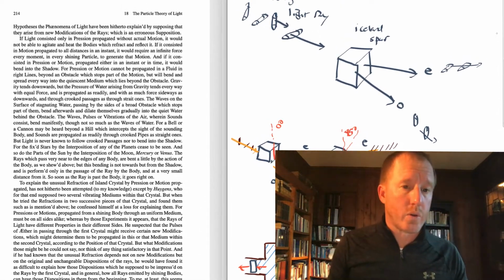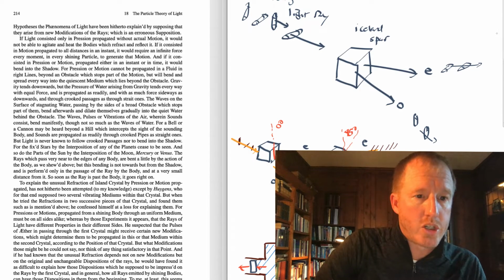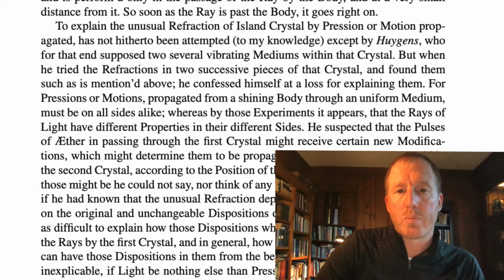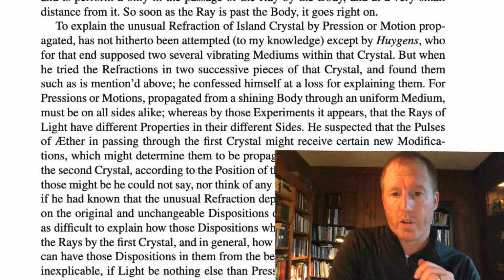Newton also criticizes Huygens on the last full paragraph on page 214, where he says even Huygens, when he's trying to explain the birefringence of Iceland spar, because he doesn't believe in Newton's particle theory of light, he believes that light is a pressure.